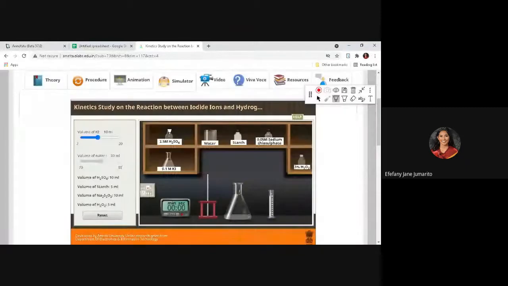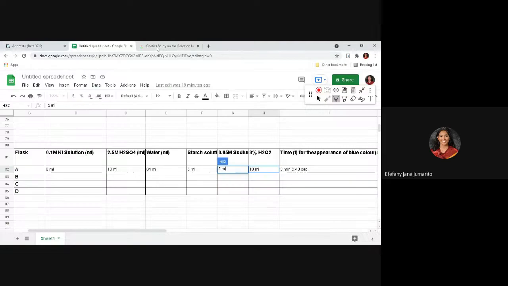Okay, so let's add that one. Okay, let's measure 10 ml. Okay, 10 ml class. Then, let's pour it in our flask. Okay, then let's write it. Pila gato itong KI gibutang class? 10 ml. Okay, then about sulfuric acid? 10 ml.